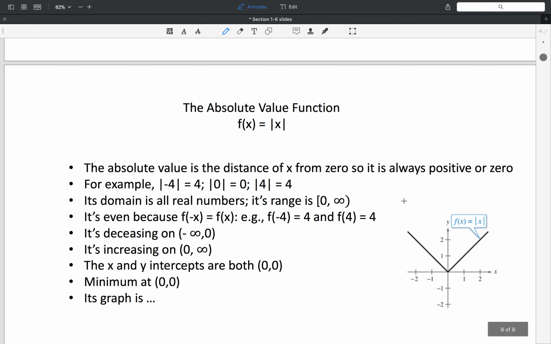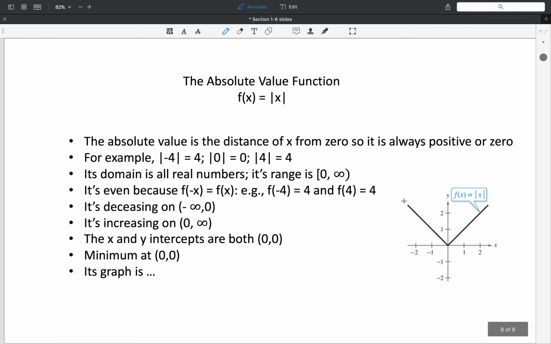Okay. And the last function we have is the absolute value. The absolute value is the distance of x from 0. So it's always positive or 0 because distance has to be positive. So for example, right here, if we plug in minus 4, take the absolute value, you get 4. It's the same as if you take the absolute value of 4. Absolute value of 0 is 0, because the distance of 0 from 0 is 0.